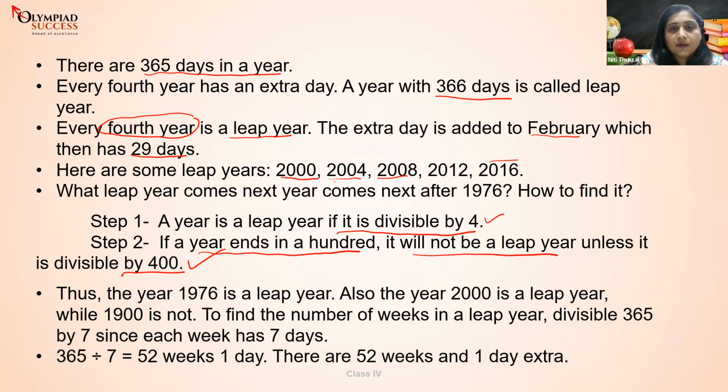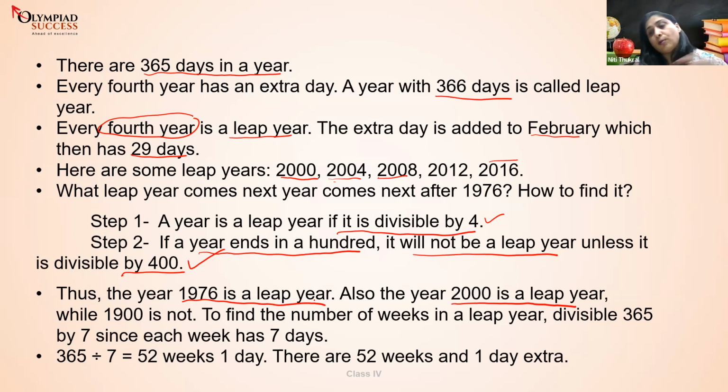2028 is a leap year, right? I know. Now you can add 4 years every time and you will get your years, right? So now 1976 was a leap year because it was completely divisible by 4. And then 2000 is again a leap year, right? Is it clear to everyone?